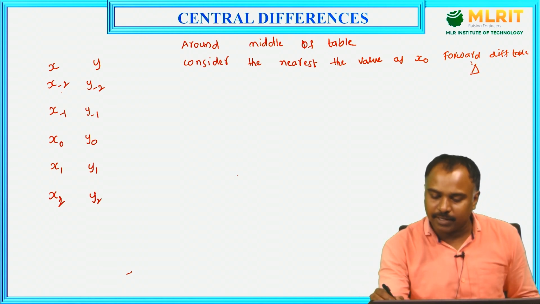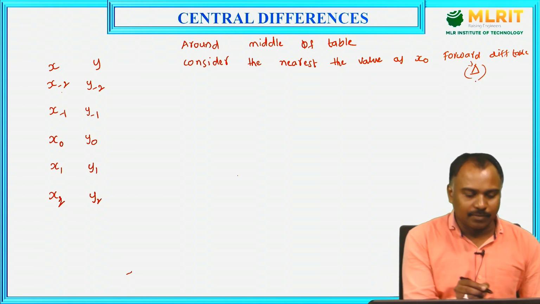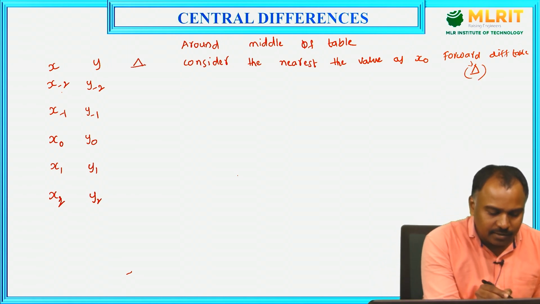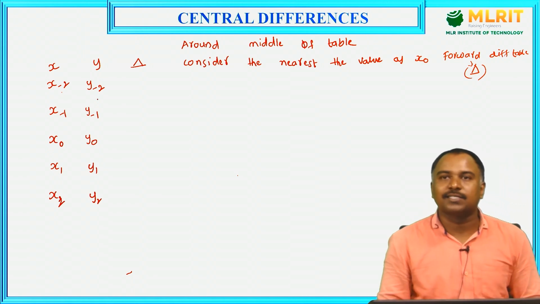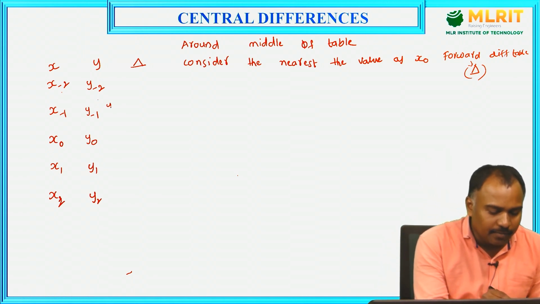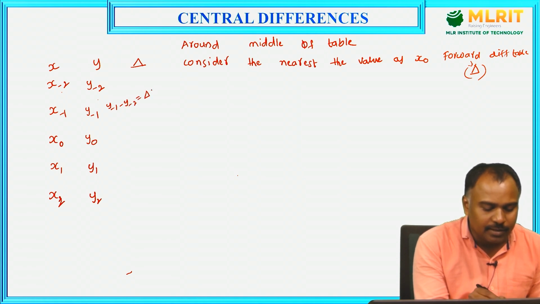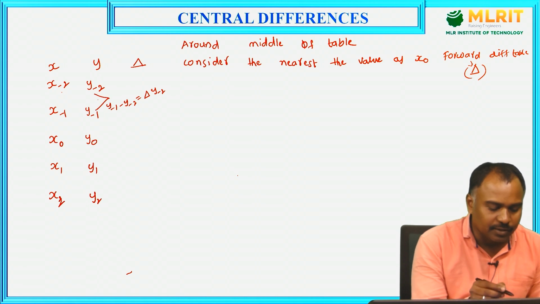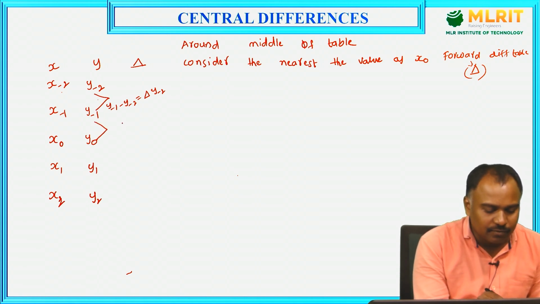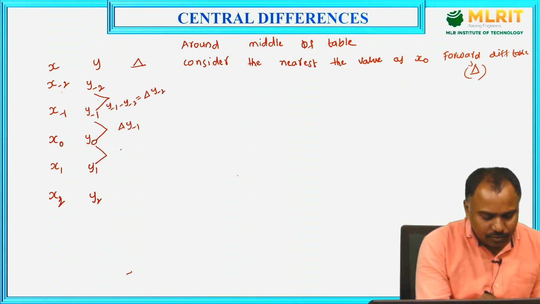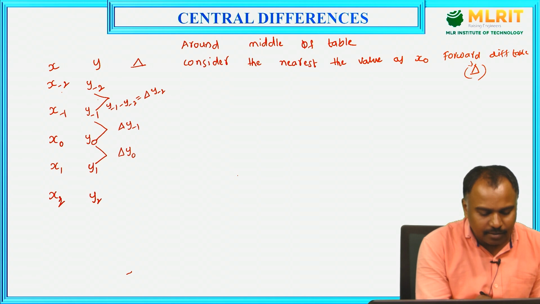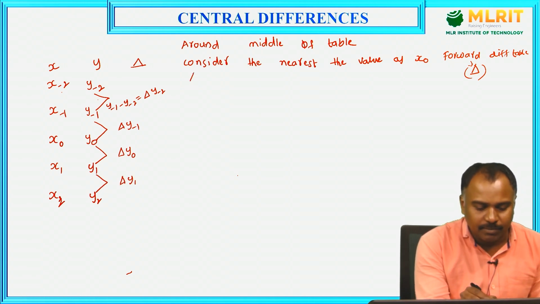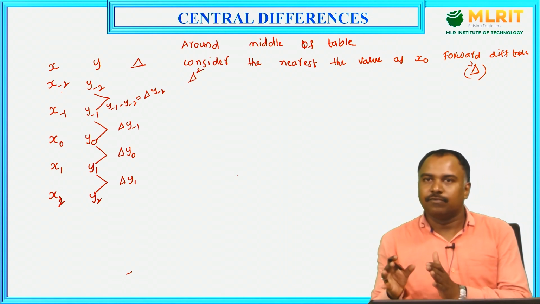The forward operator, as we know, is called delta. We need to find the differences of these. The difference of these two, as we discussed in the very starting session, y minus 1 minus y minus 2, we denote with delta y minus 2. Similarly, the difference of these two we denote with delta y minus 1, then delta y naught, delta y1.